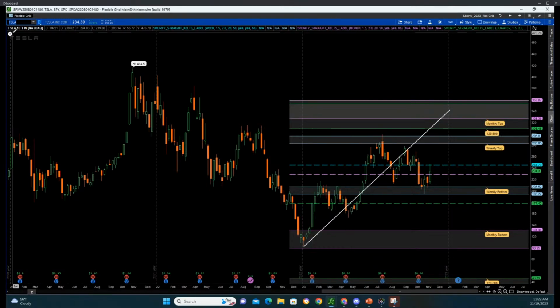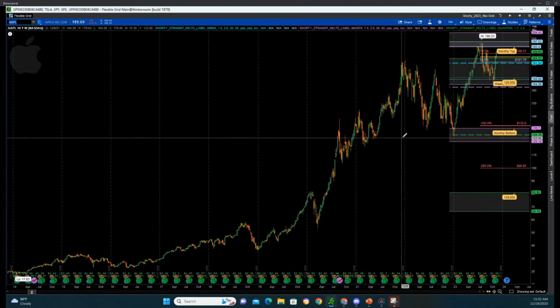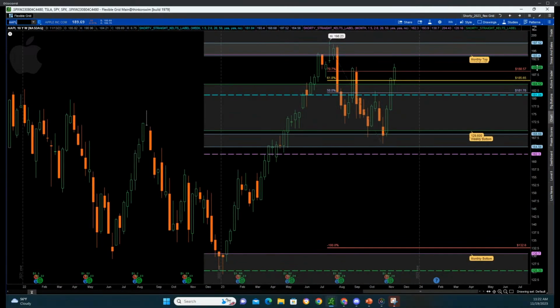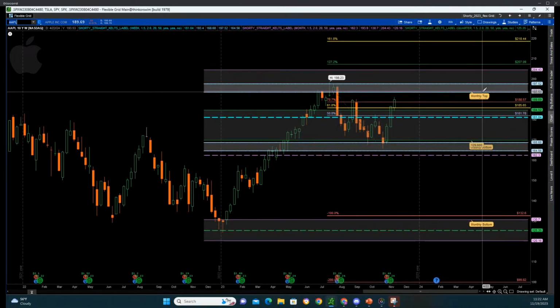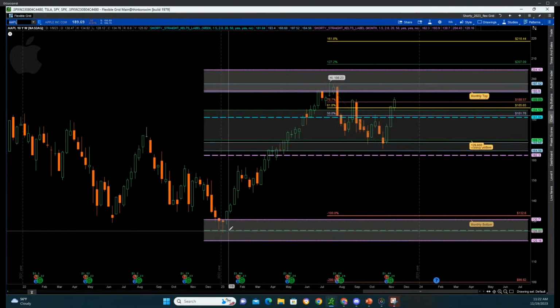Okay, so let's see, Apple. Apple's probably at the top somewhere. So here's Apple at the monthly top, weekly top. As it arrives at 193, it's going to crash. And look where it bounced last time. Again, monthly bottom.